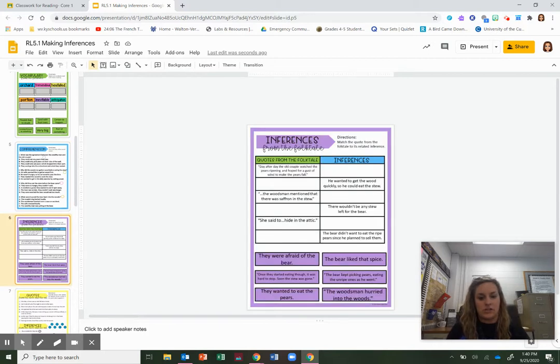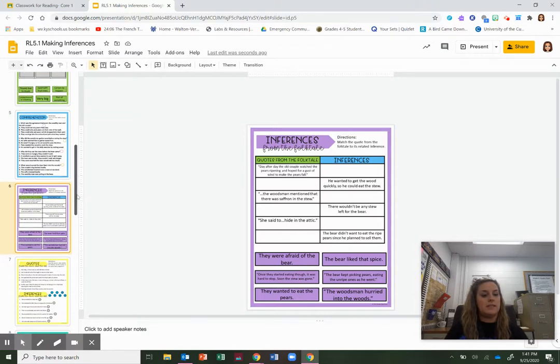This is where you are actually going to make an inference. You are going to use a quote from the story and make your inference. So for this one, it gives you the quote. Which one of these would be the inference that matches this quote? Then for this one, it gives you the inference. Which one of these would be the evidence or the quote that supports that inference? Okay, so there's 1, 2, 3, 4, 5, 6. You use all 6 of those.